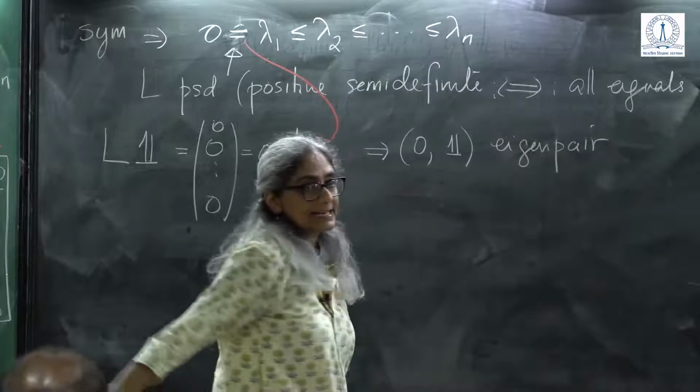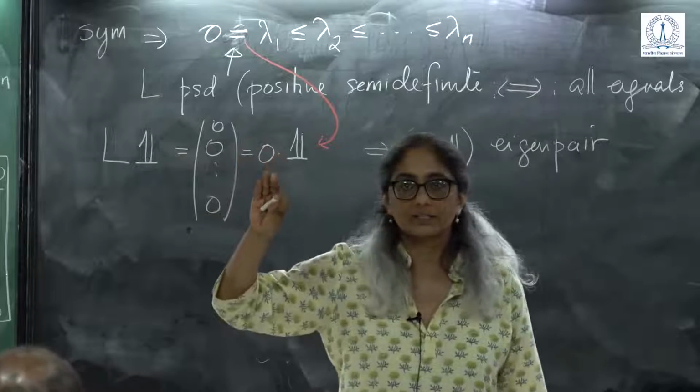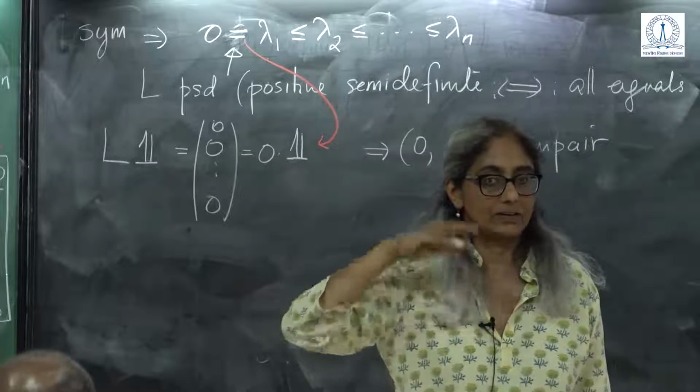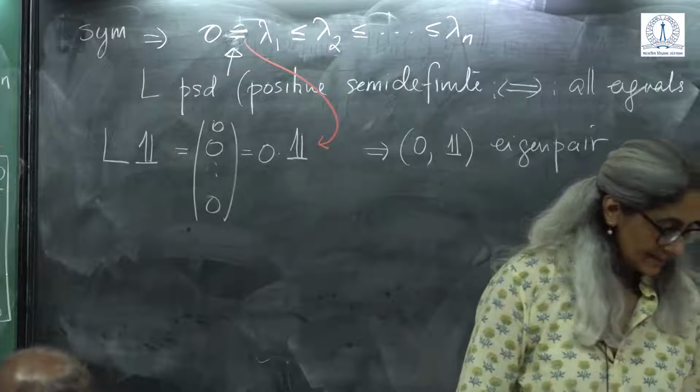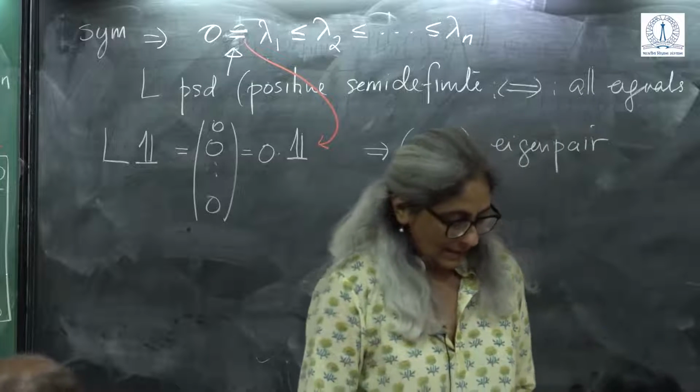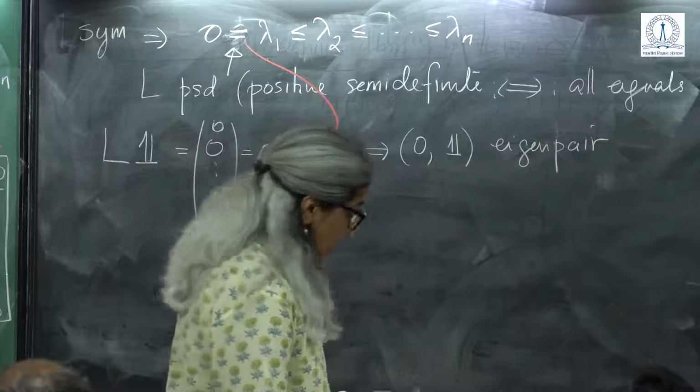And this has nothing to do with regular graphs. This is true for all graphs. Regular, non-regular, it's true for all graphs. So unlike adjacency, you have something nicer happening here. It's diagonalizable and so on.